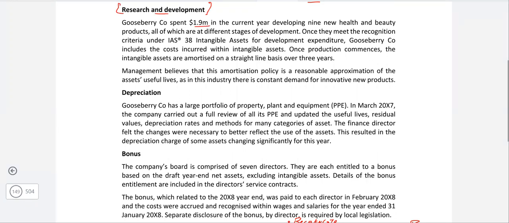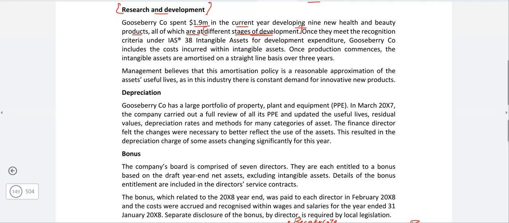Gooseberry spent 1.9 million in the current year developing 9 new health and beauty products, all of which are at different stages of the development. Now, the second thing I want to tell you after we have discussed the easiest procedures is that you need to focus on the case study, and the case study will itself tell you what procedures you are going to write in the exam. It says all of which are at different stages of the development. This is one of the most important points. What procedure can you write with respect to this? Discuss with management the stage of completion of each of the 9 projects and confirm that only projects which meet the development criteria have been capitalized.